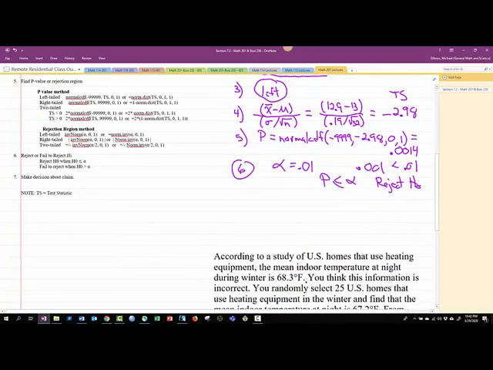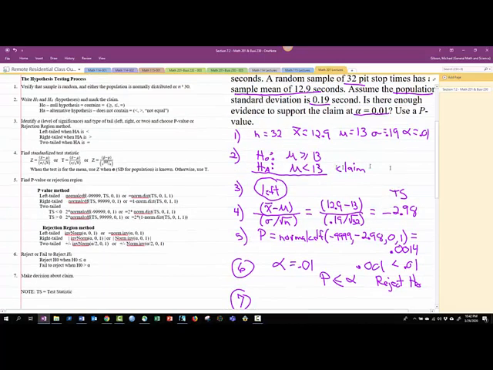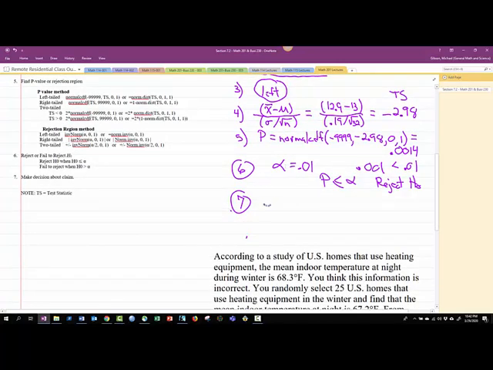Now, last step then, make a decision about the claim. Now, if you remember here, let's go back up. The claim matched the alternative. I just rejected the null, so that I'm more or less accepting the claim, right? But that's not the formal language. What I'm going to say here is there is enough evidence to support the claim. All right, so that's our first one.